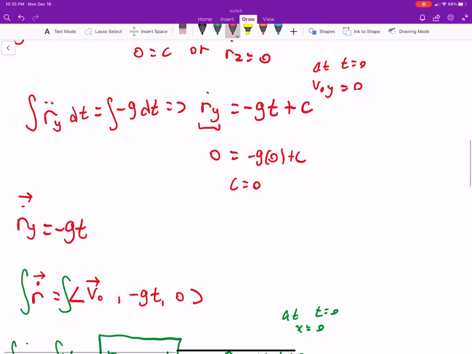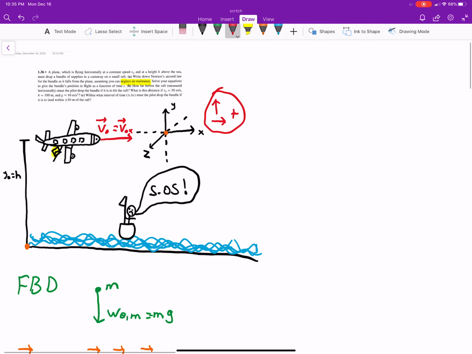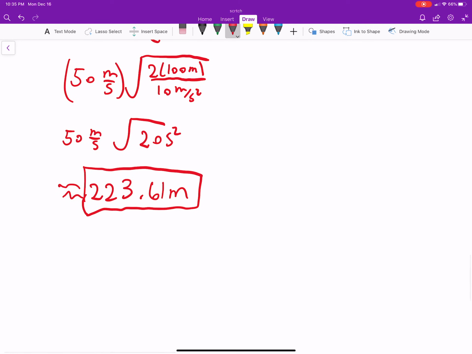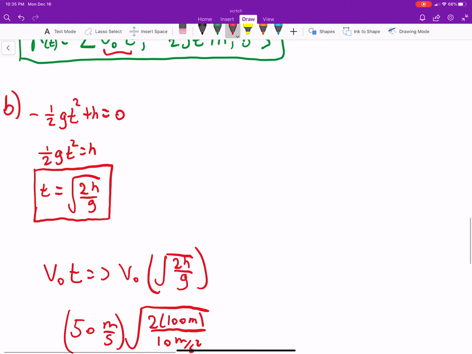Okay. And they wanted to know how far before the raft must the pilot drop to hit the raft. So the pilot needs to be 223.61 meters away from the raft before letting go. So this is part B.